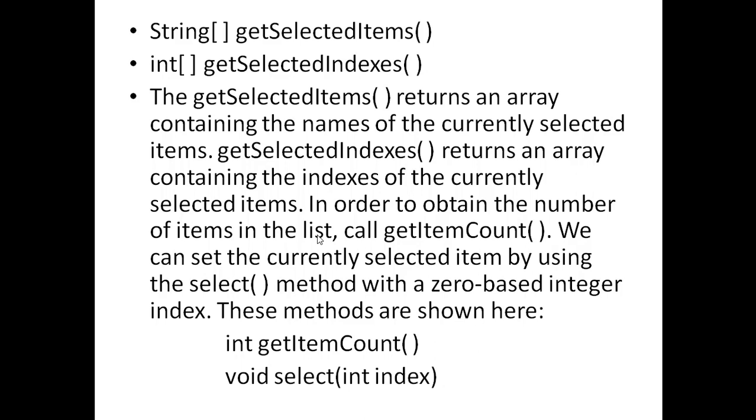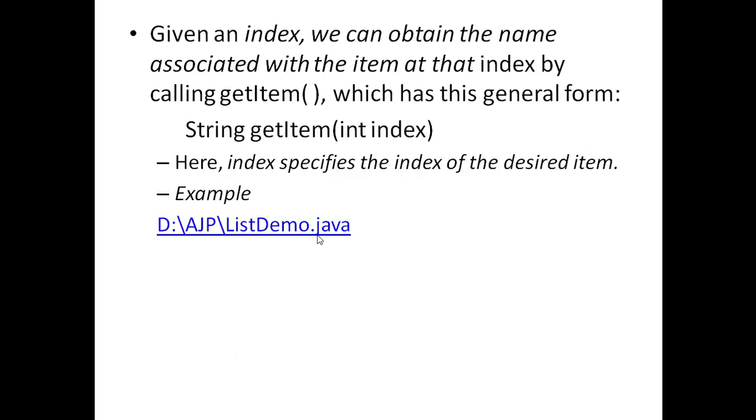In order to obtain the number of items in the list, we need to call the getItemCount method. We can set the currently selected item by using the select method with a 0 based integer index. These methods are shown here: int getItemCount() and void select(int index).